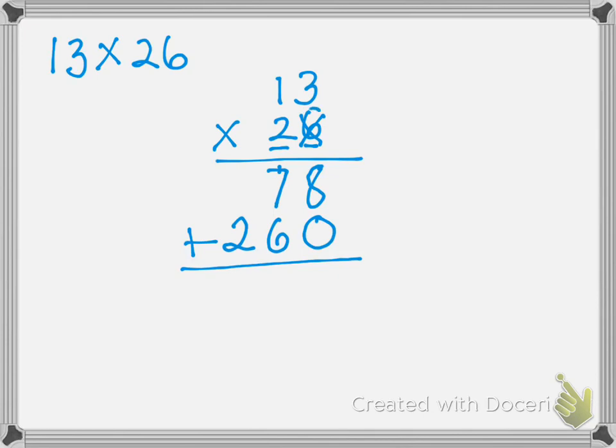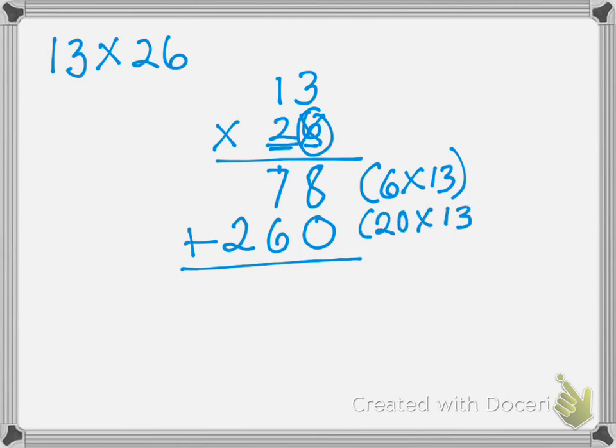Now let's kind of go back. This 78 represents 6 times 13. You don't have to write this in. This is just explaining. And then this 260 represents 20 times 13. That kind of shows you the distributive property as well right there. So we're going to add 8 plus 0, 7 plus 6. Then we carried our 1. 338.